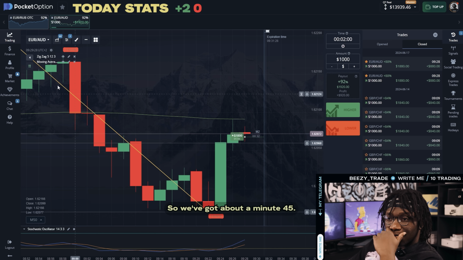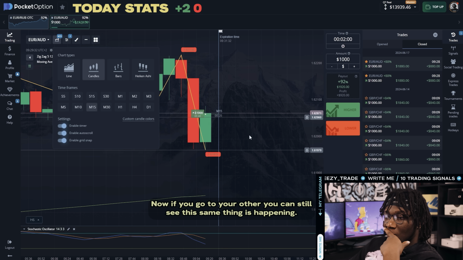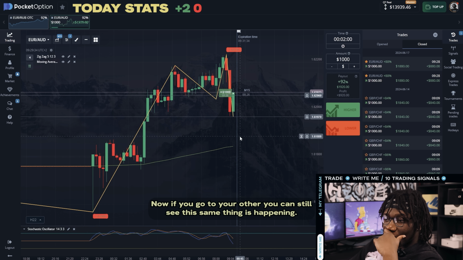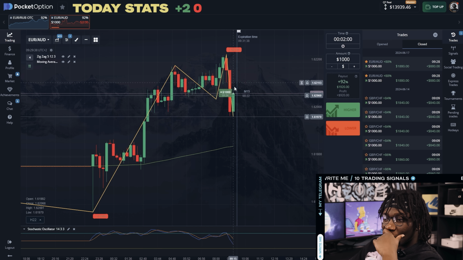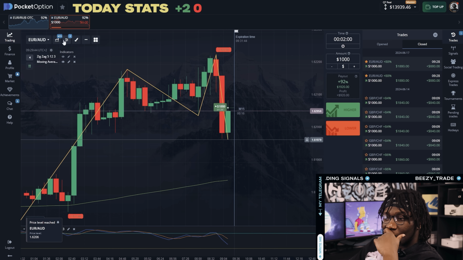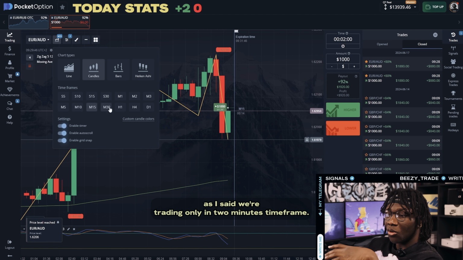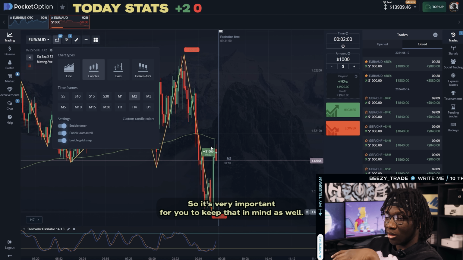So we've got about 1:45. Now, if you go to your order, you can still see the same thing is happening. But here we can see that based on our zigzag, it's showing the market is definitely about to go downwards. But as I said, we're trading only in a 2 minutes time frame, so it's very important for you to keep that in mind as well.